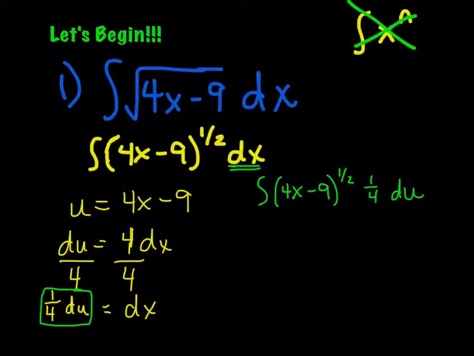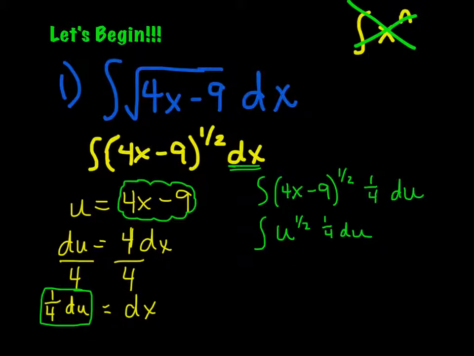All right, now the next step says make sure that the integral is all in terms of u. Well, clearly I have two different variables here. I have x still here, and I have du here. It's not all in terms of u. Well, I can make that better because I have an expression for u that is in terms of x. In other words, I can replace that 4x minus 9 with a u. So I can say the integral of u to the 1/2, 1/4 du.